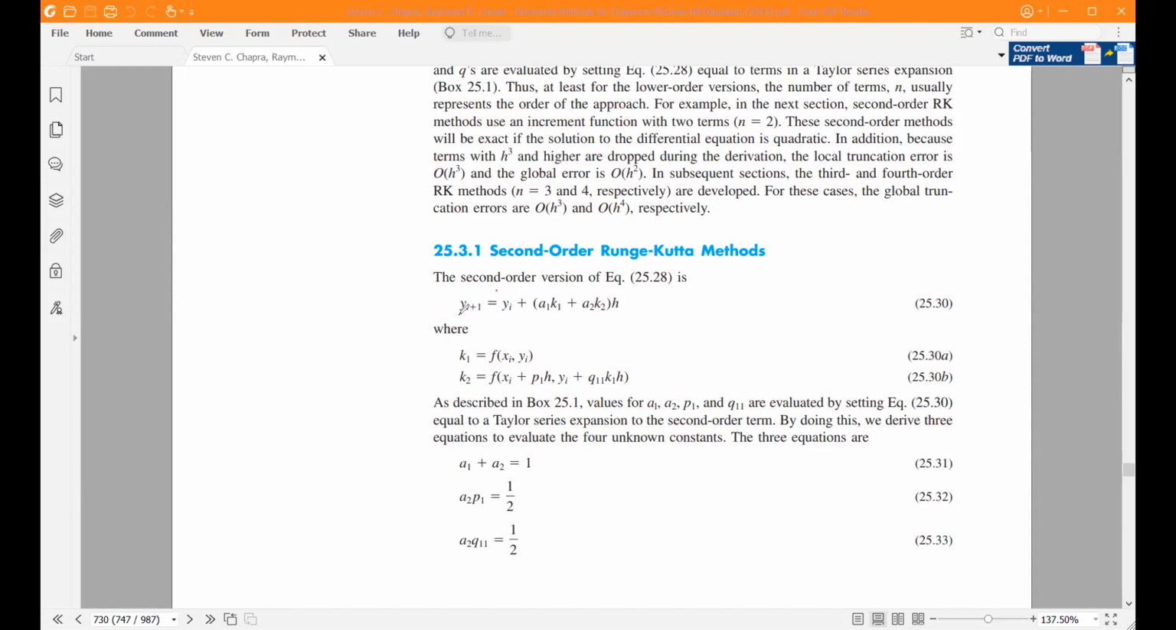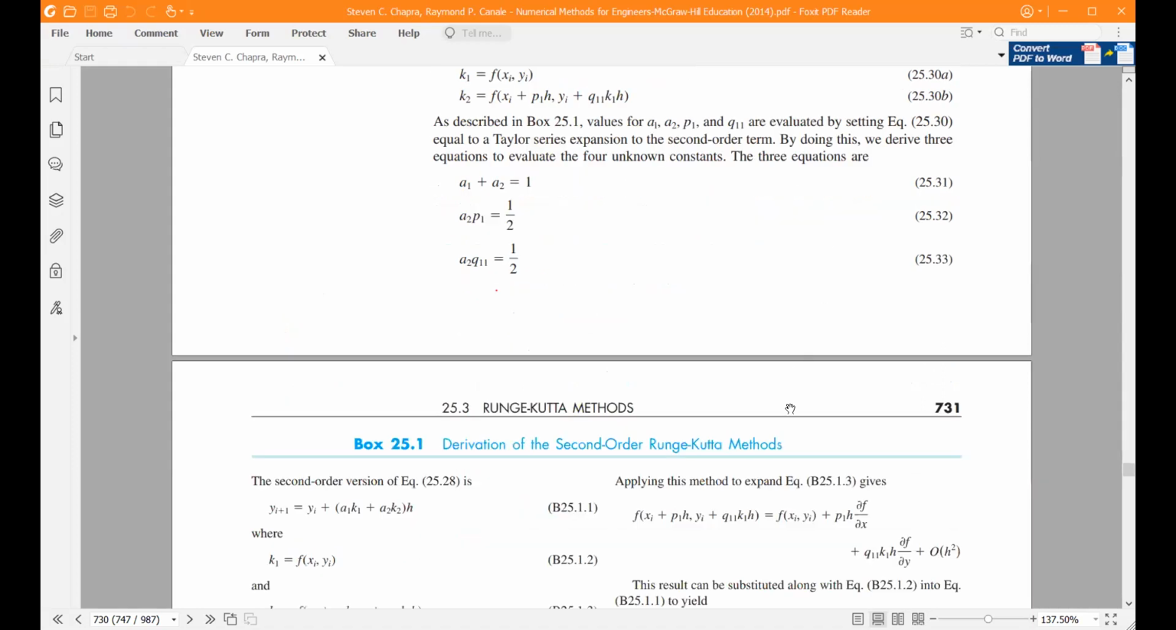In your second order method, we will include our two values of K1 and K2. In K1 and K2, how many parameters will be involved? You will have parameters P1 and Q1. And a derivation is there. I am leaving this to you to go through it. I hope you will understand it.